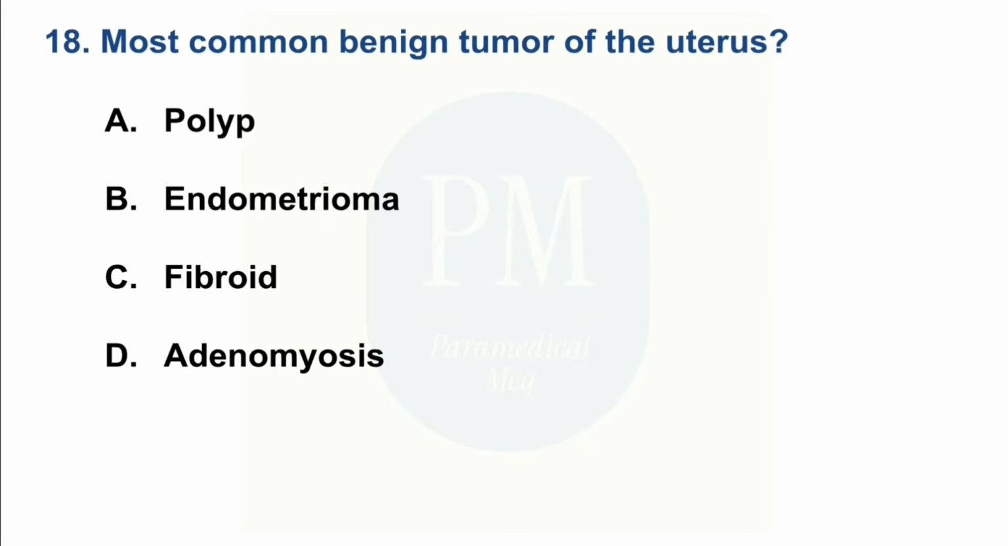Most common benign tumor of the uterus. Option A, polyp. Option B, endometrioma. Option C, fibroid. Option D, adenomyosis. The correct option is option C, fibroid.